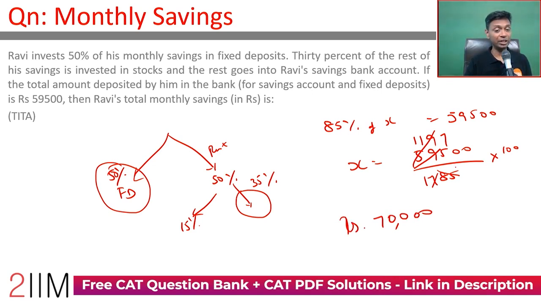35,000 he puts as FD, and then some 10,500 he puts into stocks. The remaining he keeps in a savings account, and what he puts in FD and the savings account add up to 59500.